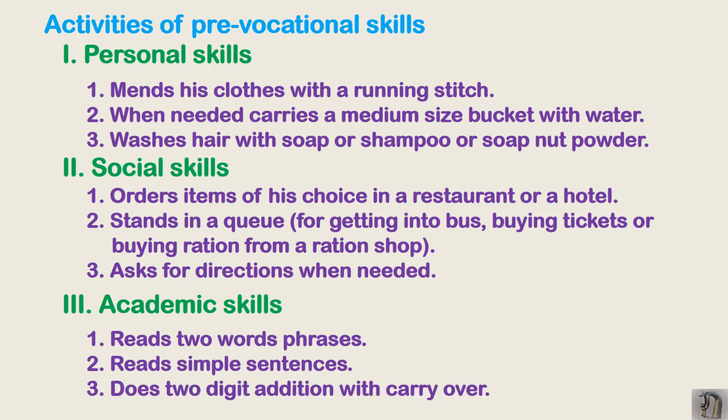And does two-digit addition with carryover. That means, if you see a pre-vocational curriculum, the child will be trying to do double-digit addition with some abstract and carryover concept. Whereas if you see a secondary curriculum, you may have a different kind of addition where they don't focus on the carryover concept. See, pre-vocational, that means 16 years, 17 years, at the age of 16 years the child is expected to learn two-digit addition with carryover. We are talking in the context of intellectual disability and autism spectrum disorder.